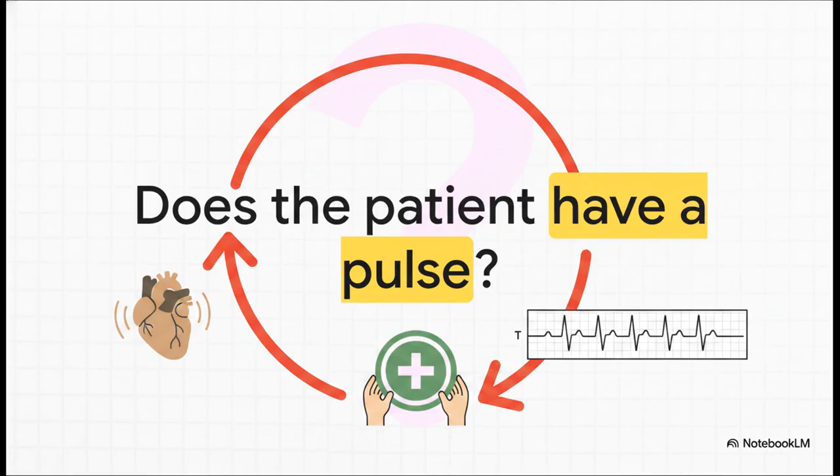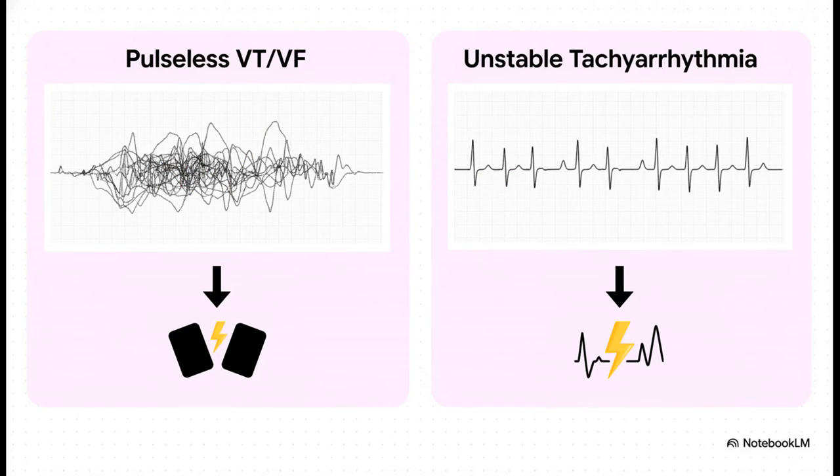When you're facing any rhythm emergency scenario, what's the absolute first triage step? Before you even glance at the ECG or think about pushing meds, you have to ask, does the patient have a pulse? That single binary question literally dictates your entire initial resuscitation pathway. Here's exactly why that pulse check is the deal breaker.